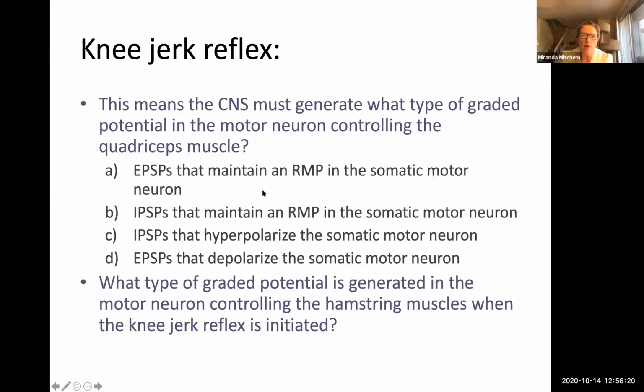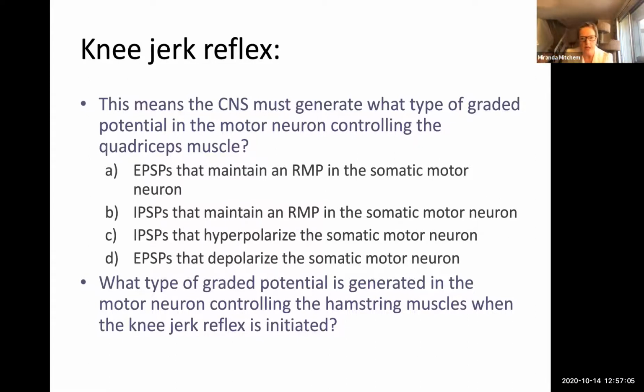So let's run through our examples. So we've got excitatory signals that maintain a resting membrane potential. Well, let's think about that. If we maintain a resting membrane potential, is anything happening? Haven't we learned that it's a change in the resting membrane potential that is associated with the action potentials? So what about the inhibitory signals that maintain the resting membrane? Same principle. The inhibitory signals hyperpolarize, or the excitatory signals depolarize the somatic motor neuron. So D would be the correct answer here.